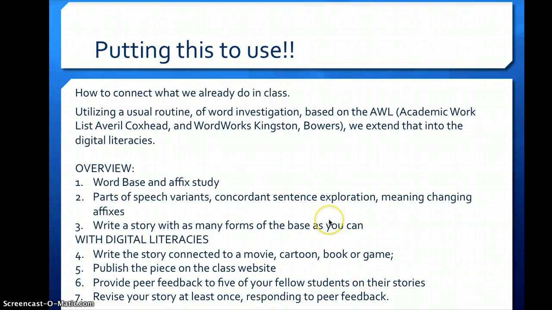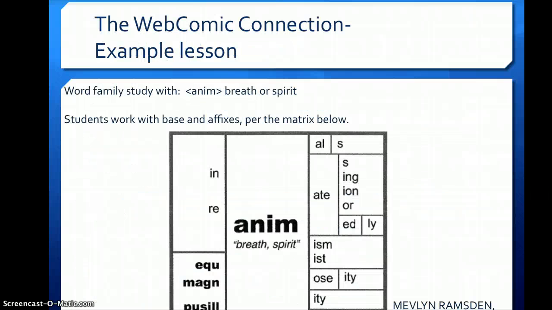From there, we would engage in number 3 and write a story using as many forms of the base as you can. With digital literacies, however, we would add 4 through 7. Write the story as it is connected to a movie, book, or game. Publish the piece on the class website. Provide peer feedback to 5 of my fellow students. And then revise my story at least once, responding to peer feedback.